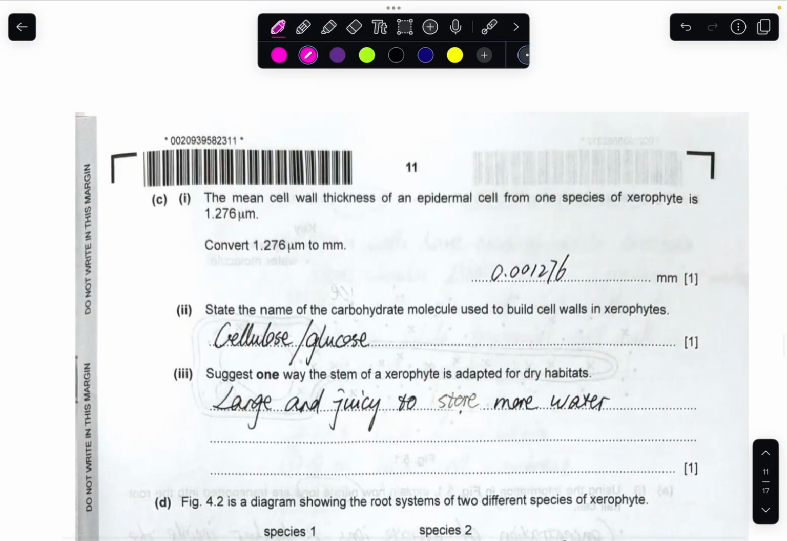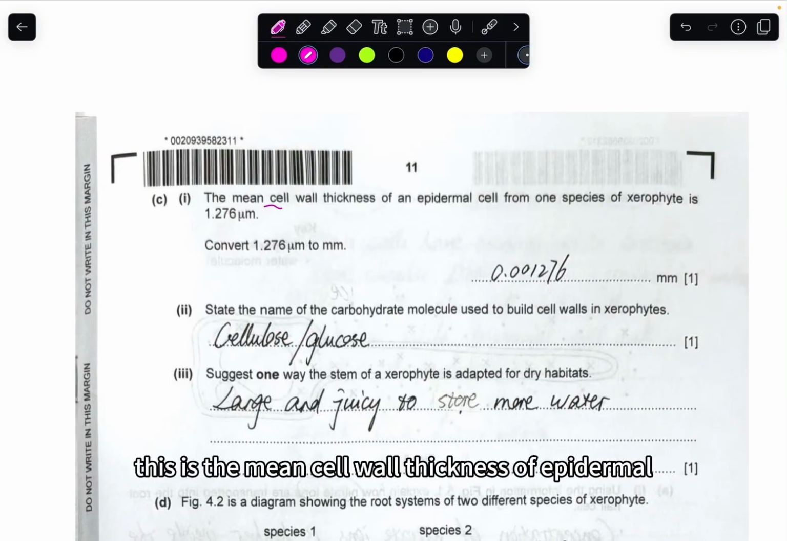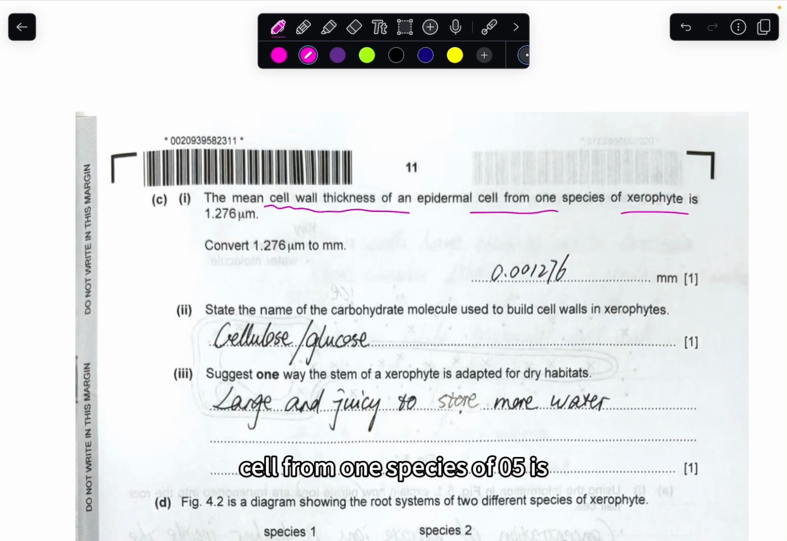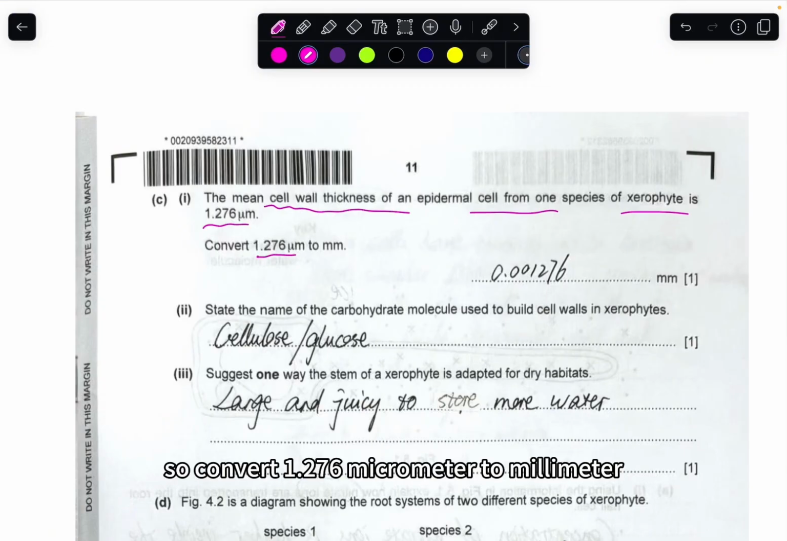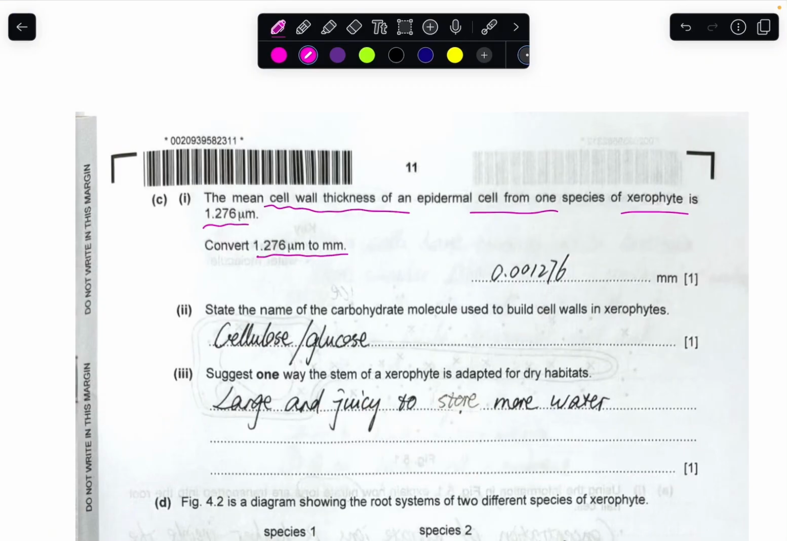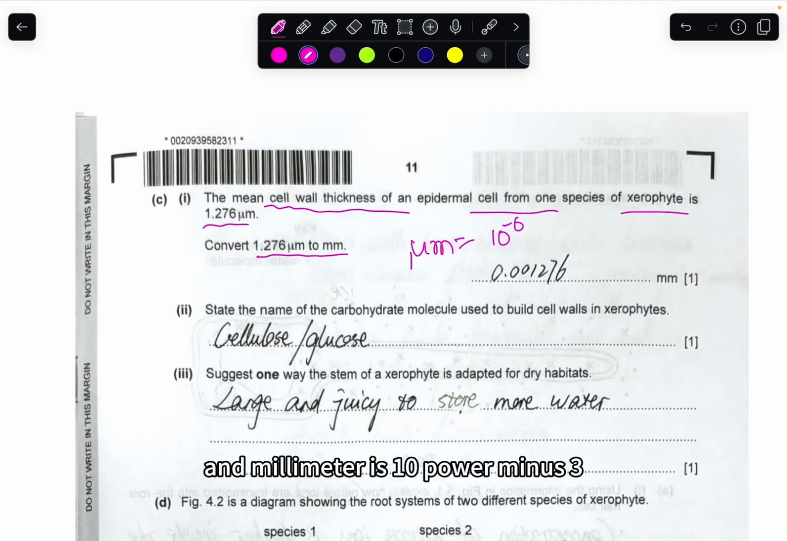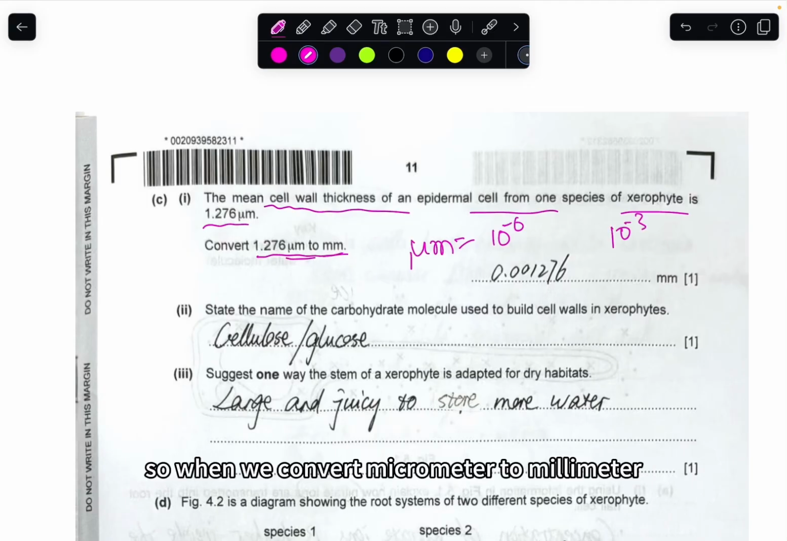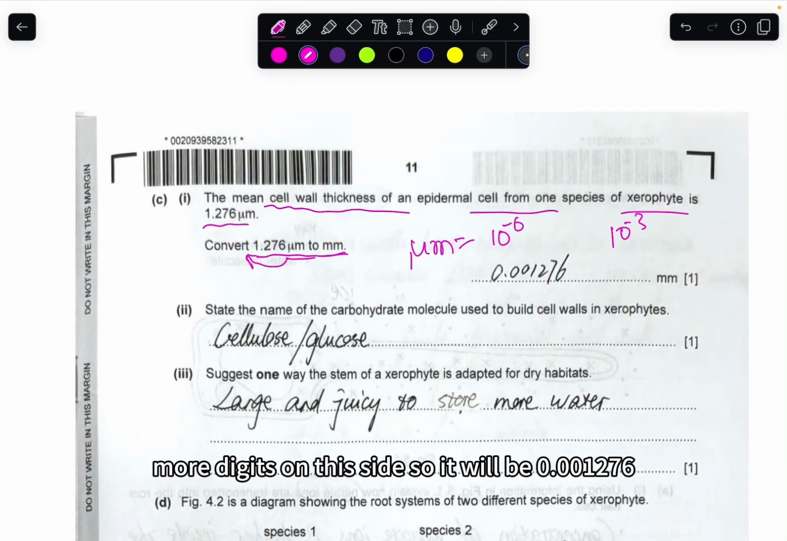Next, the mean cell wall thickness of epidermal cells from one species of xerophyte is 1.276 micrometers. Convert 1.276 micrometers to millimeters. You know that a micrometer is 10 to the power minus 6 and a millimeter is 10 to the power minus 3. So when we convert micrometers to millimeters, we add more digits on this side, so it will be 0.001276 millimeters.